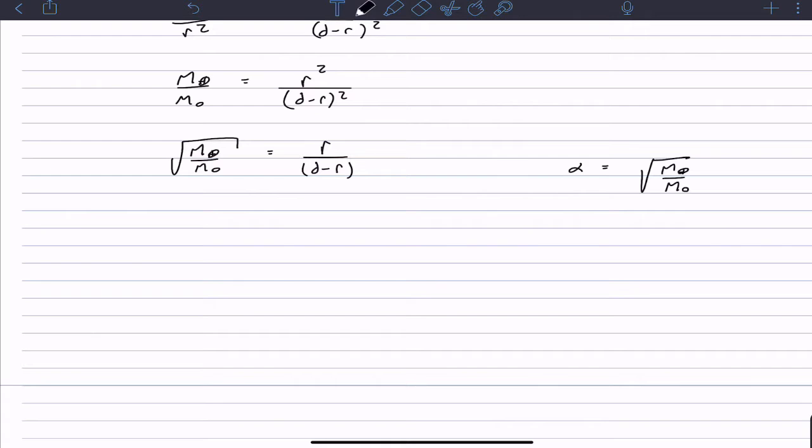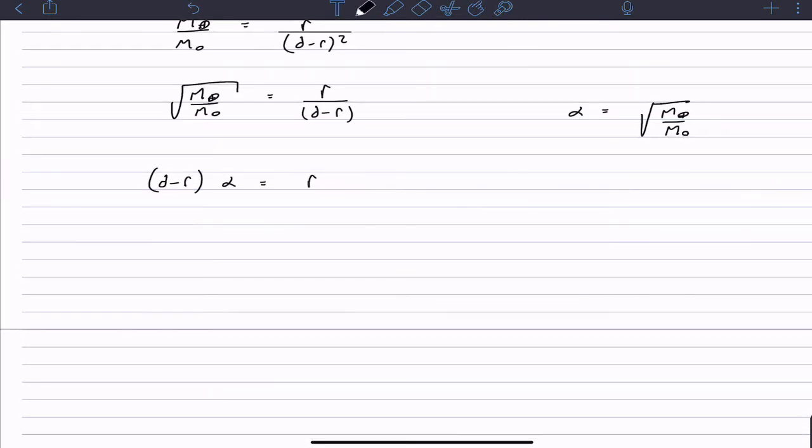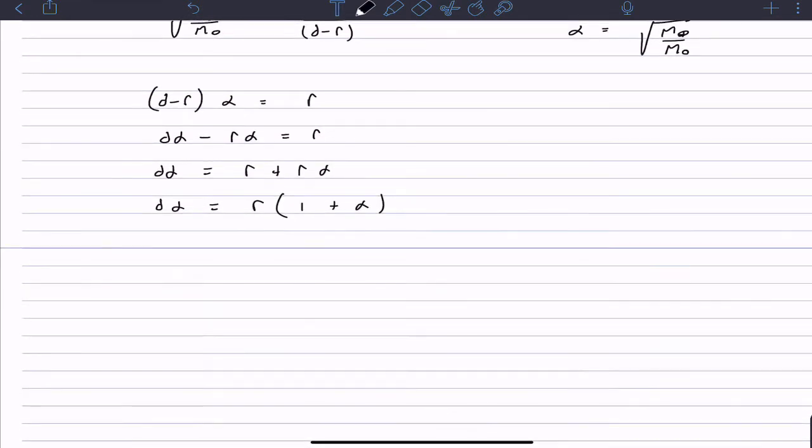Okay? So now I'm going to take this to the other side. So d minus r times alpha is equal to r, right? So that means that d alpha minus r alpha is equal to r, which means that d alpha is equal to r plus r alpha, which is d alpha is equal to r times (1 plus alpha). Okay, that means that r is equal to d alpha over 1 plus alpha.